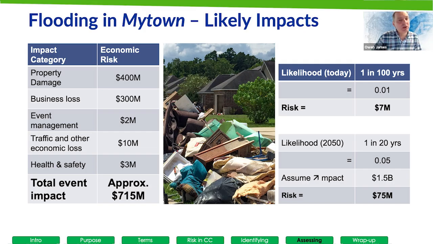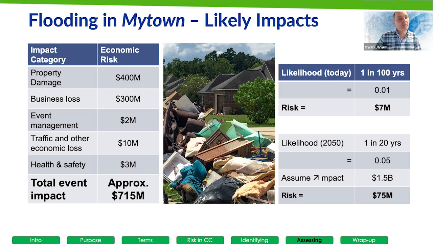If we begin to look at, well, okay, what's the likelihood of losing that $750 million? Well, let's say the likelihood is 1 in 100 years. We can translate that into a number and begin to calculate some math, doing multiplication here. So we've got 715 multiplied by 0.01. So we got about an annualized risk of $7 million.